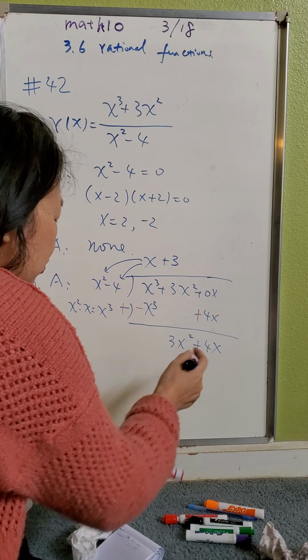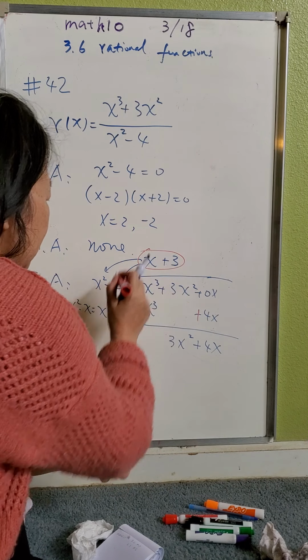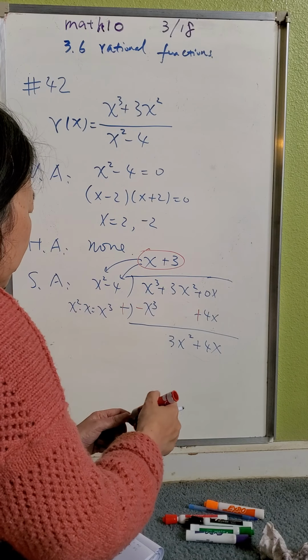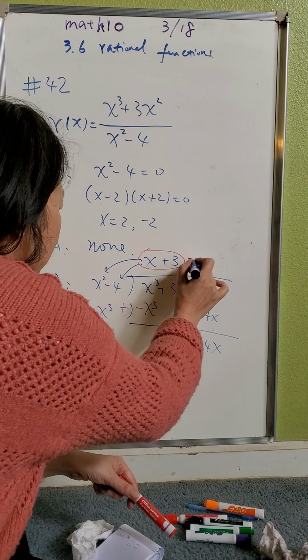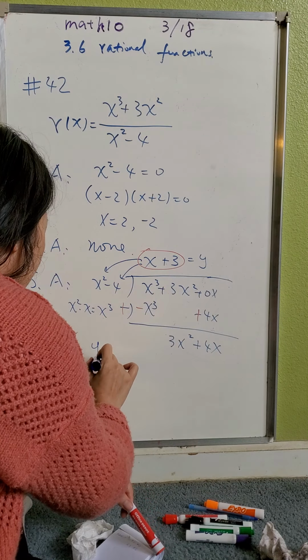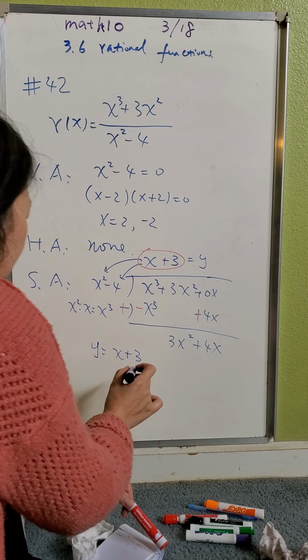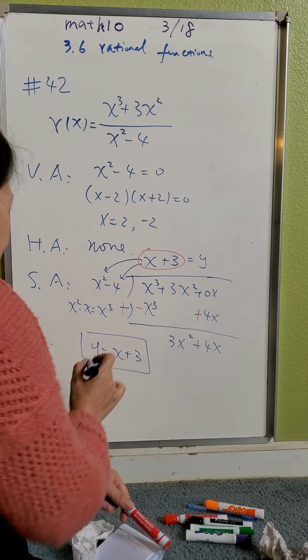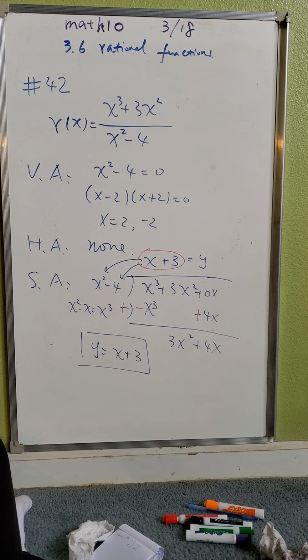And the rest of it, you don't need to do because you just need to look at the quotient. So your slant asymptote will be y equals x plus 3. So that is your slant asymptote, and it's just the quotient of the long division.